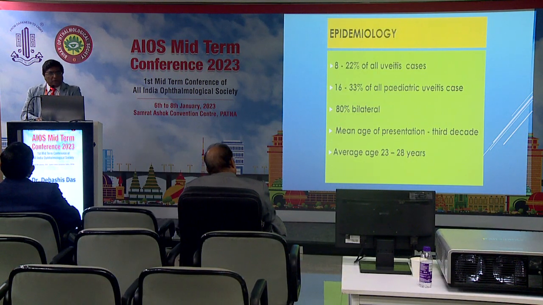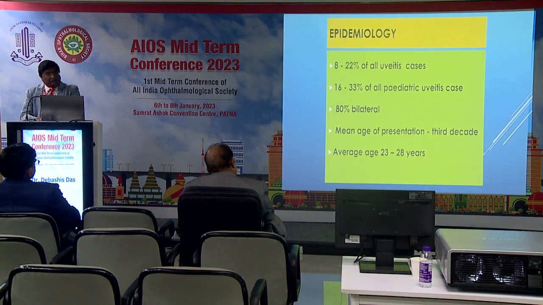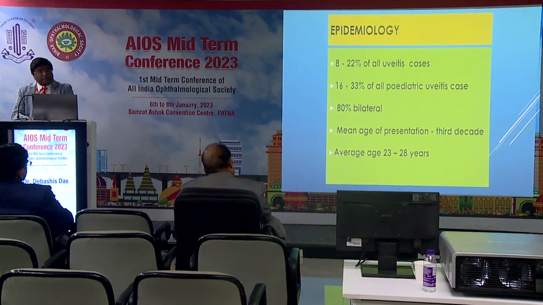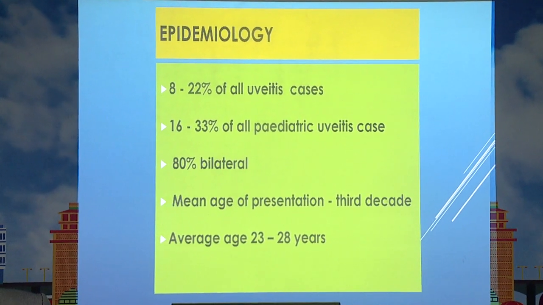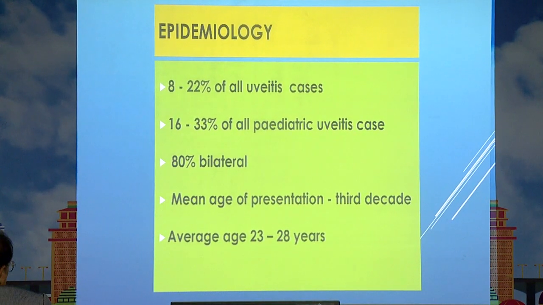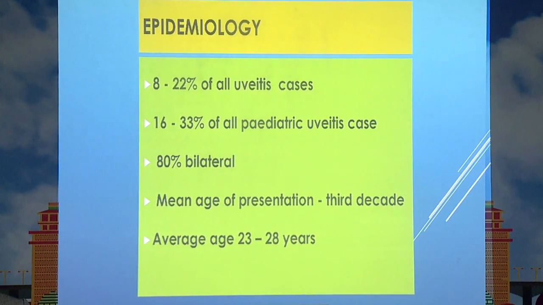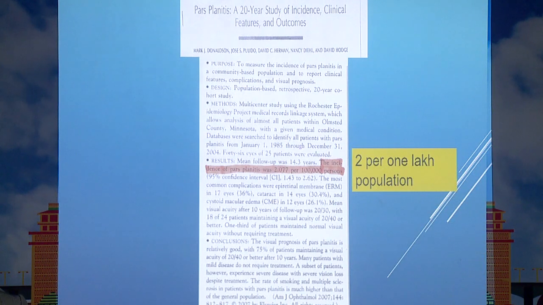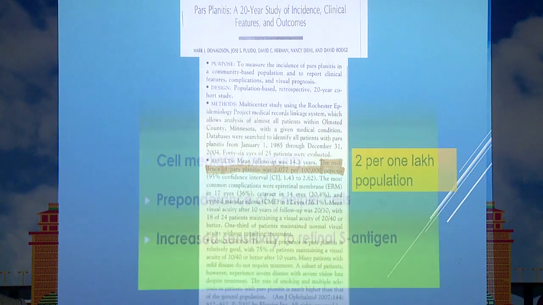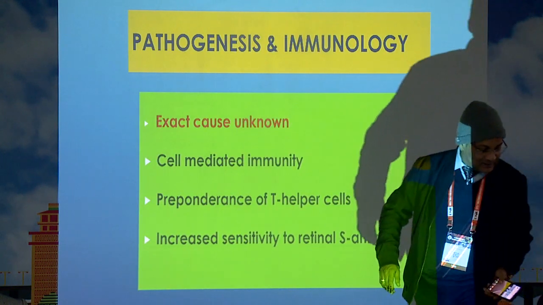If we go into the epidemiology, it accounts for 8 to 22% of all uveitis cases and 16 to 33% of all pediatric uveitis cases, and 80% of these cases are bilateral. Usually the age of presentation of intermediate uveitis is the third decade of life, with an average age of presentation from 23 to 28 years. The incidence is usually 2 per 1 lakh of population as per previous studies.